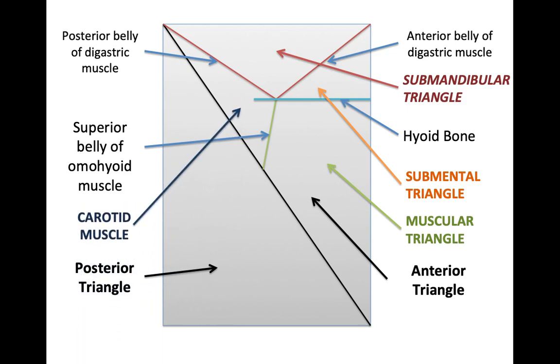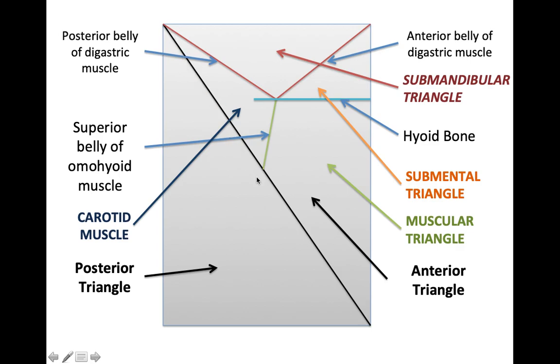Now let's talk about the carotid triangle. In carotid triangle, you have the boundaries first. So the boundaries are superiorly there is the posterior belly of the digastric muscle. Inferiorly you have the omohyoid muscle, and laterally you have the anterior border of sternocleidomastoid muscle.